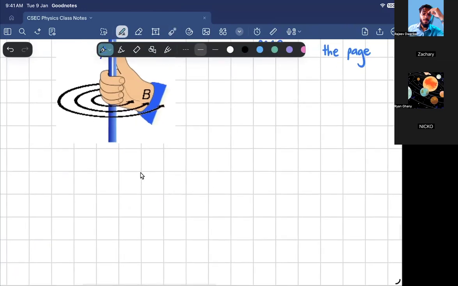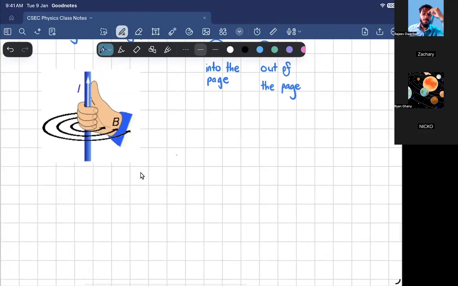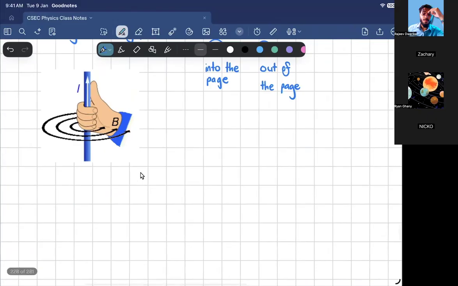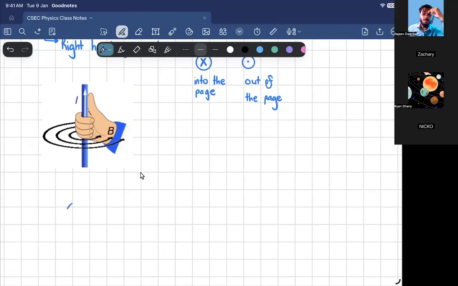So let's look at a scenario, guys. In this scenario, let's just say we have a current going into the paper. Alright, let's just suppose that for a second. The current is going into the paper.